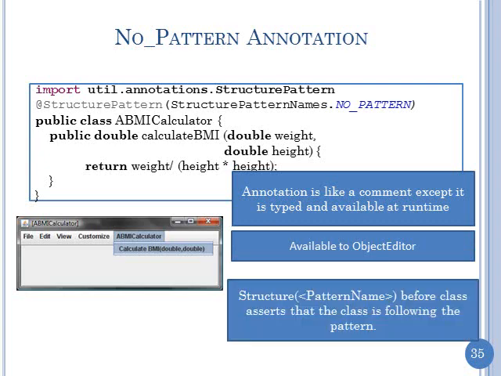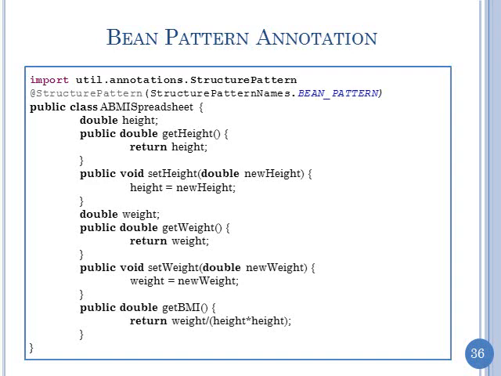So in general, the structure pattern name before the class assumes that the class is following the pattern, and the pattern name is within angle brackets. Those angle brackets mean that it's really a placeholder. If you really are going to follow the bean pattern, then you do something like this, and you say, look, I'm following the bean pattern, and so the human being knows you're using the bean pattern. Object editor knows that it should give an error message if you define no properties at all.